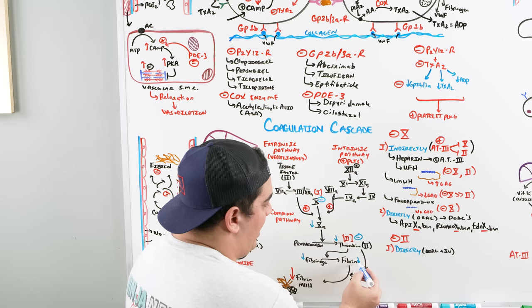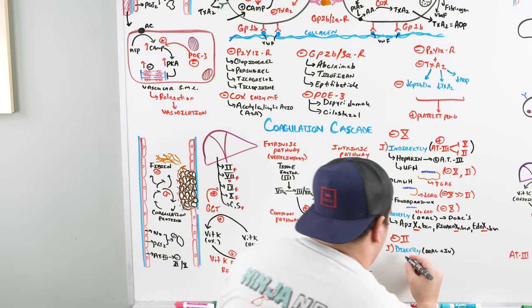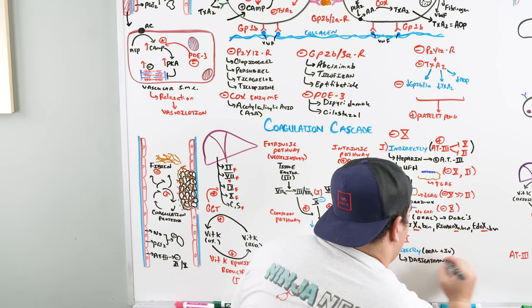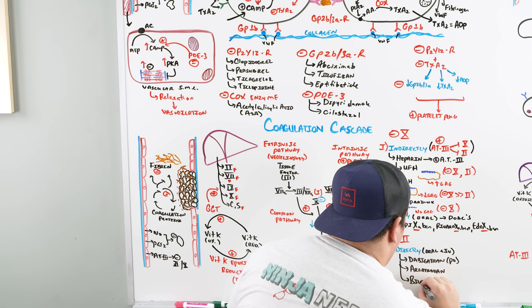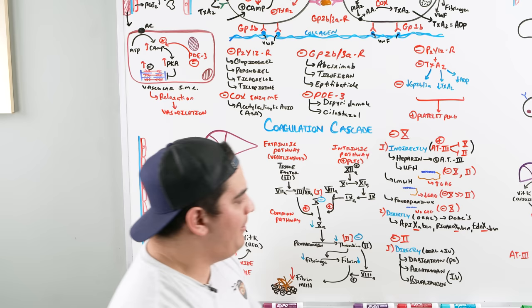What are the drugs in this category? For the oral ones and then the IV ones. The oral one is going to be something called dabigatran. So dabigatran. This is the PO version. The IV versions are going to be something called argatroban, and another one is called bivalirudin. These are the IV versions. And really their claim to fame, which we'll talk about a little bit later, is in something called heparin-induced thrombocytopenia.